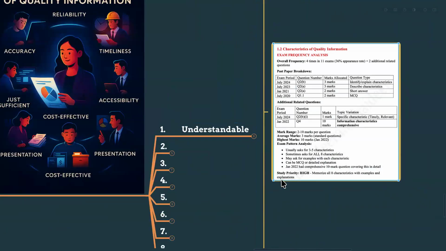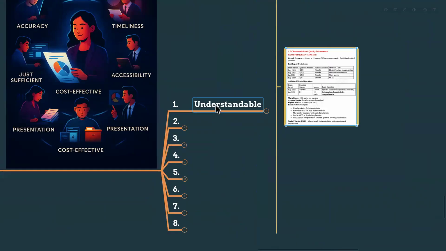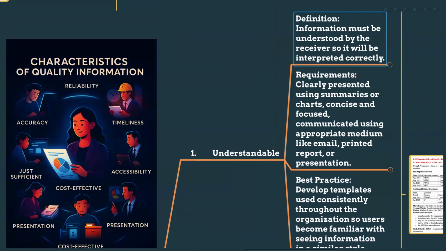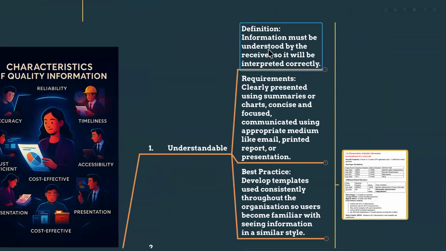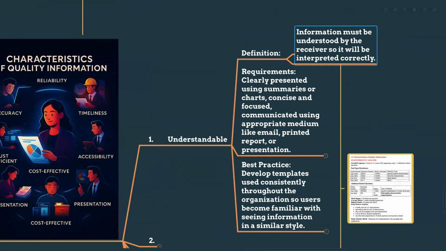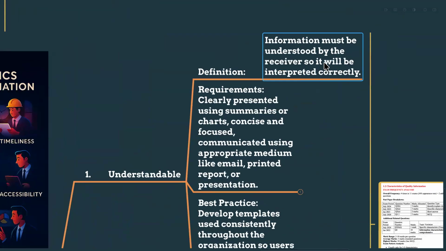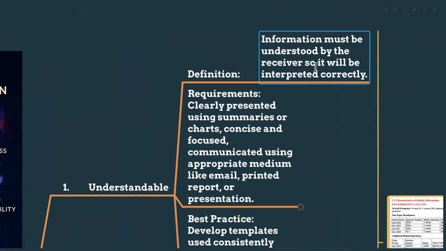So the first one is understandable, right? Our information should be understandable, my dears. Otherwise, we can't use it. So I can say the definition is here. Information must be understood by the receiver so it will be interpreted correctly. It means information must be very clear as well as simple, right?